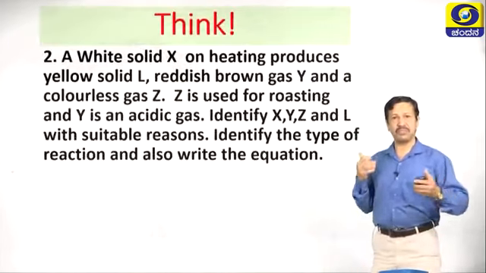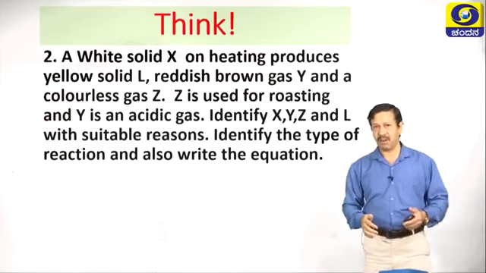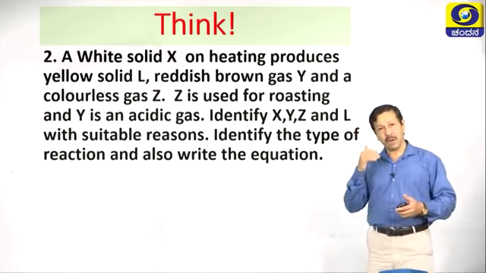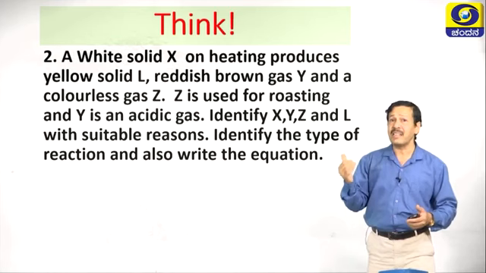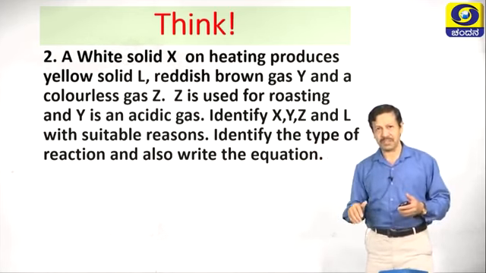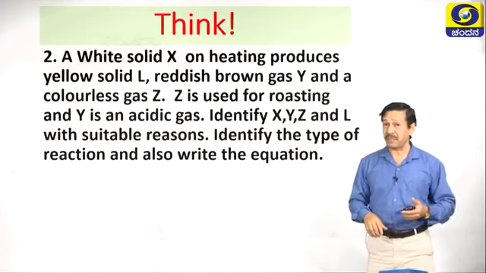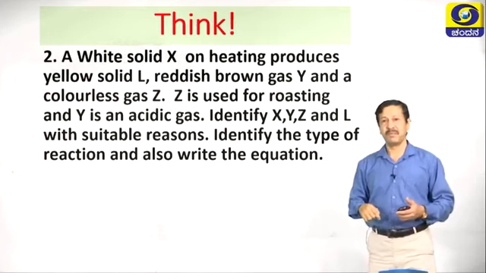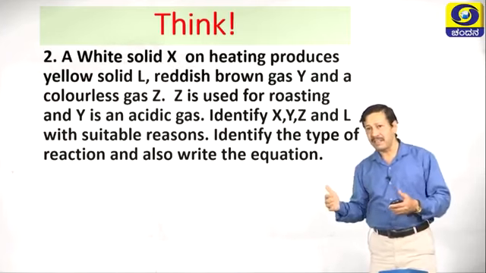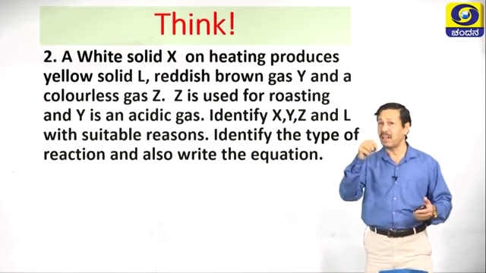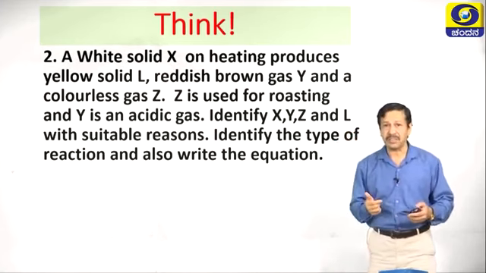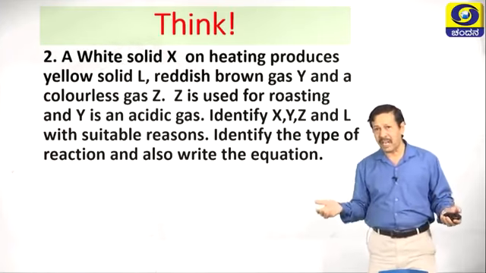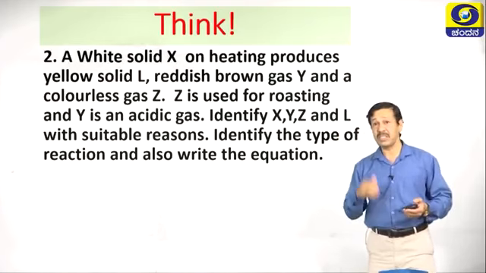Now, one more thinking question: a white solid X on heating produces a yellow solid L. A reddish brown gas Y and a colorless gas Z are produced during the process. Z is used for respiration. This is one more hint. Y is an acidic gas. Identify X, Y, Z and L with suitable reasons, and also write the type of reaction with equations. Many hints are given here. Reddish brown gas is nitrogen dioxide, which is acidic in nature.